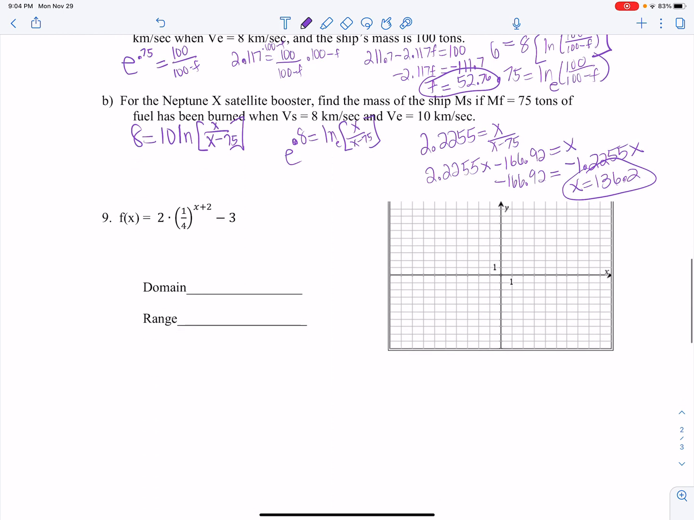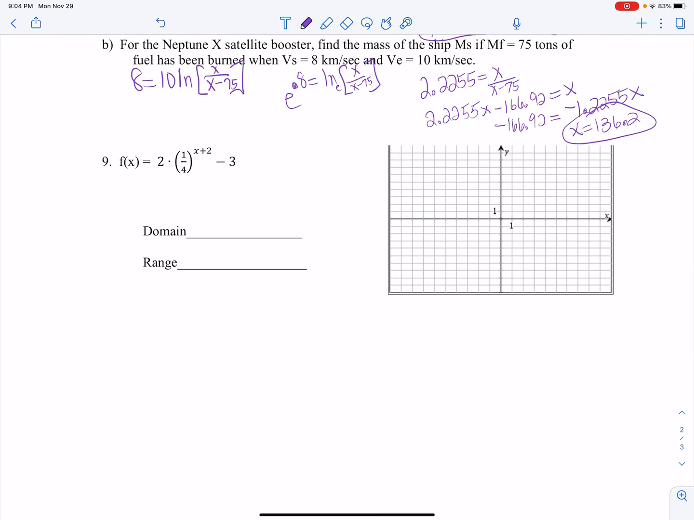Okay. All right. So on this one, this is an exponential, which means you can put anything into this. So if I was making a table, this thing would have a horizontal asymptote right here at y = -3, because that's the -3 at the end. So I always think about what would make my exponent 0, and that's if I put in a -2, because that would be 1. So 1 minus 3 is -2.